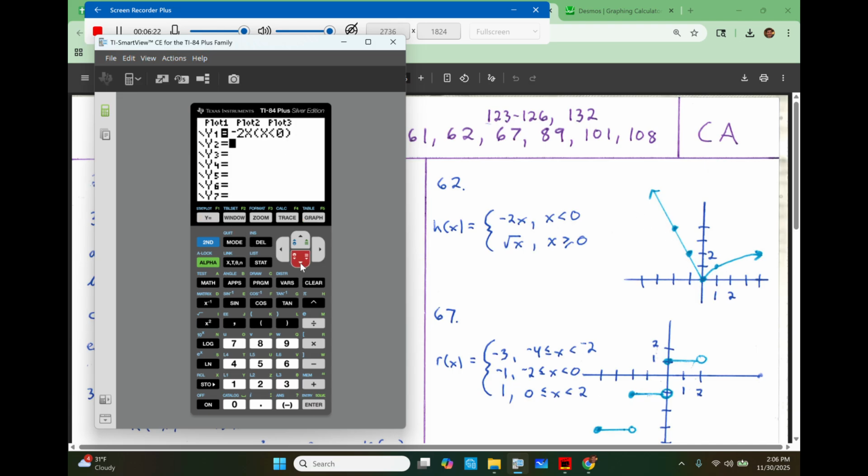On y2, if I want to add the second piece, I'll do square root of x, and then open a parenthesis, x, second math, which is test, greater than or equal to 0. So then I'll get my piecewise function there. And you can do it all on one line too. If you put a plus here, you can actually have this all on one line if you want to see it all as one function. But there's that right there.